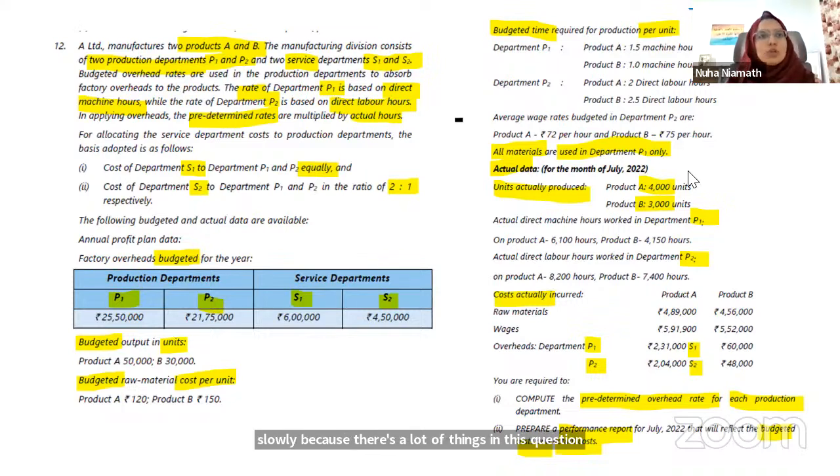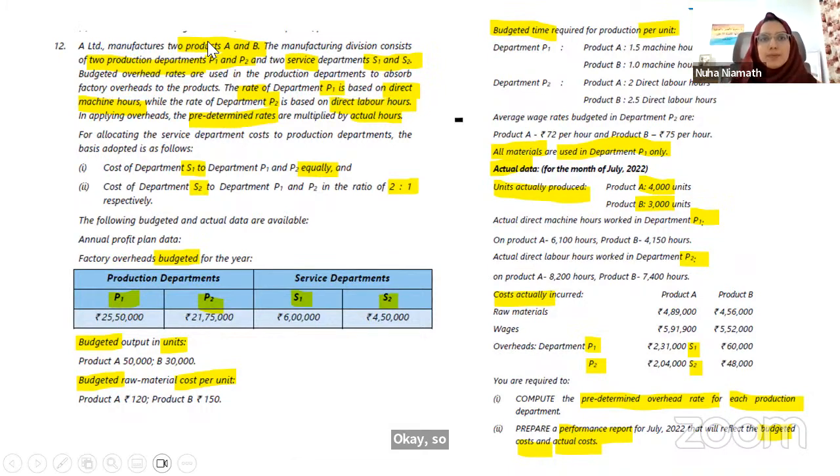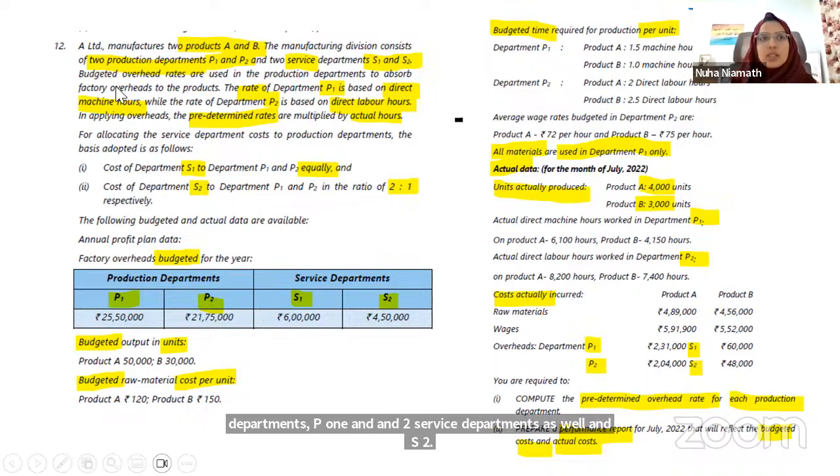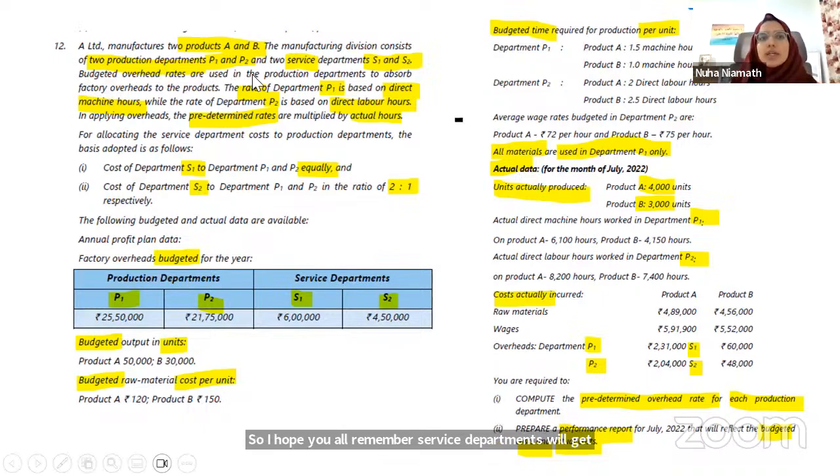Okay. So let's begin. A Limited manufactures two products, A and B. The manufacturing division consists of two production departments, P1 and P2, and two service departments, S1 and S2. So I hope you all remember service departments will get allocated to the production departments. Budgeted overhead rates are used in the production departments to absorb the factory overheads to the products.